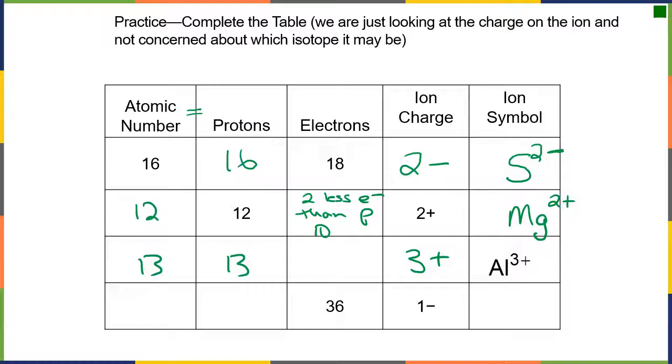If we have 13 protons and a charge of 3 plus, it means we have 3 fewer electrons, so we're going to have 10 electrons.